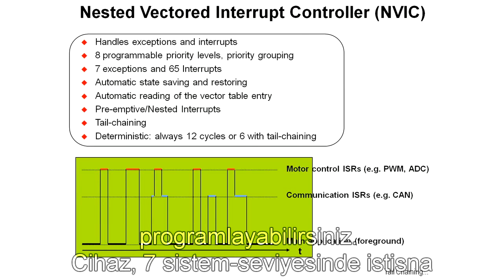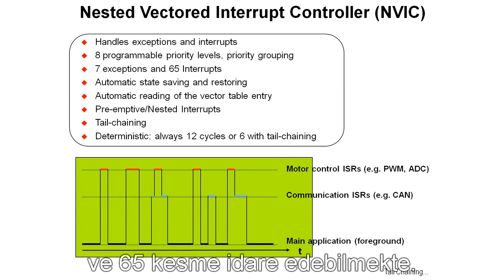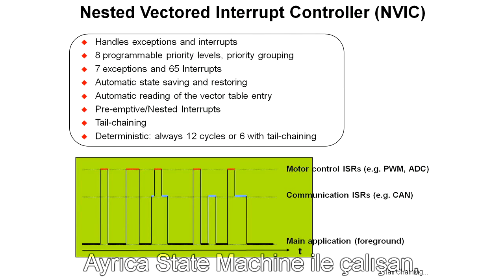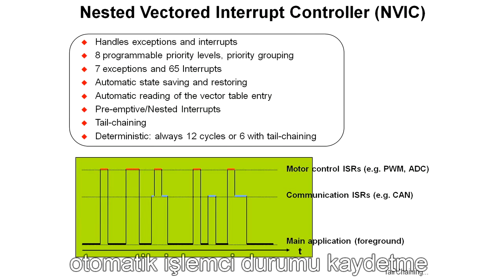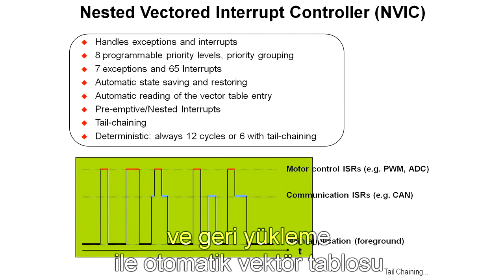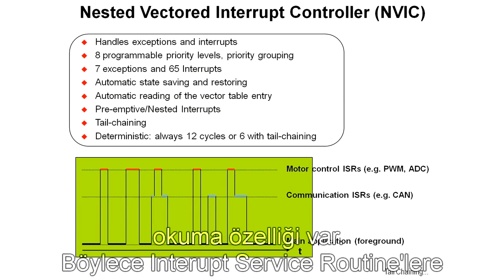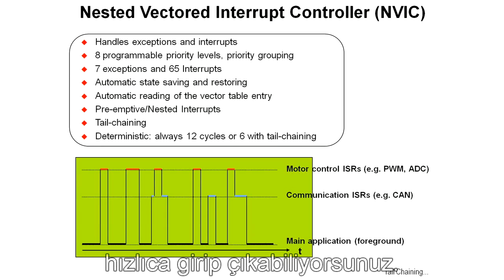You can go in and reprogram the priorities as you like. The device has 7 system level exceptions and 65 interrupts that it handles. It also has a state machine driven automatic state saving and restoration for the state of the processor, as well as automatic reading of the vector table entry to very quickly facilitate going into interrupt service routines and back out.